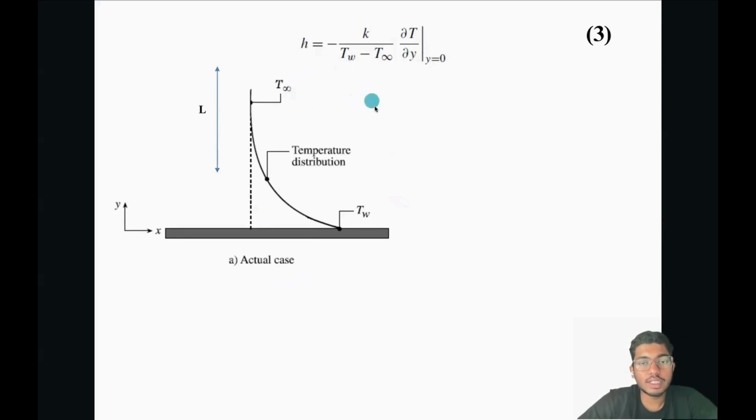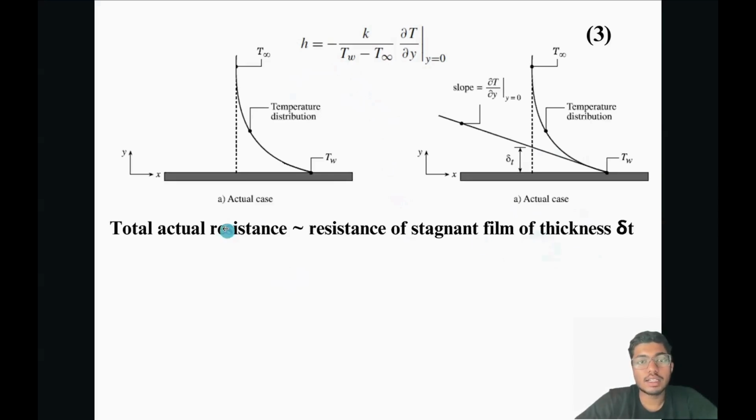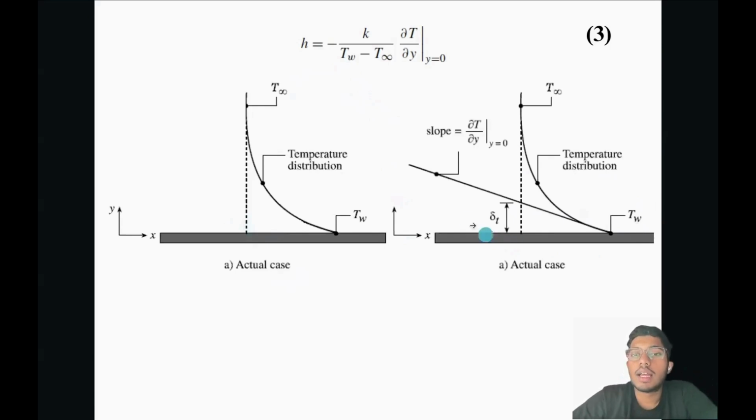But for the physical significance, let us devise an ideal case where we consider that there is a film of thickness delta, and there the distribution is linear, that is dou T by dou Y is equal to some constant slope. So we are assuming that the distribution at the interface is linear, and there is a film thickness of delta T, that is here. This is the ideal case. Actual case is this. Ideal case is this straight line temperature distribution.